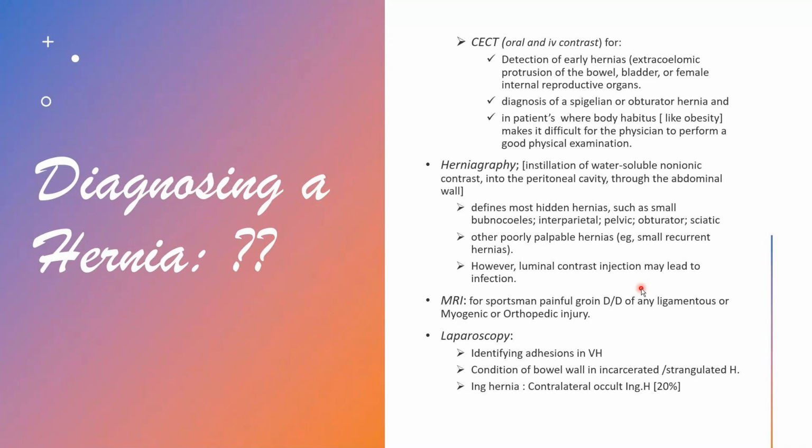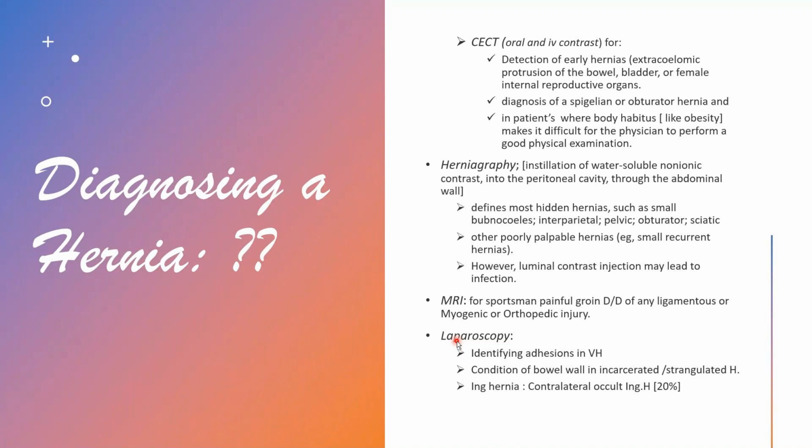MRI, a very important investigation in those patients presenting with groin pain. Remember one thing, this is a very, very common problem in the young age group between 20 to 40 years, in sportsmen. The patient comes to you with a pain in the groin. You examine the patient, you find there's a hernia. Immediately, your answer is, look, you've got the hernia. This is causing the pain. Get yourself operated.